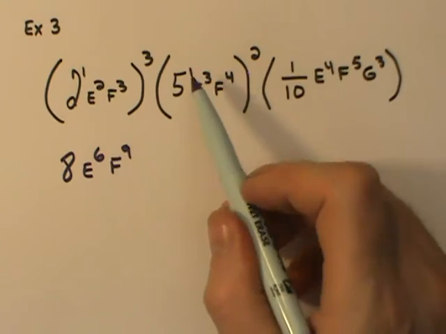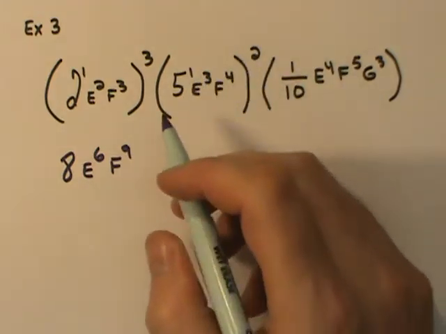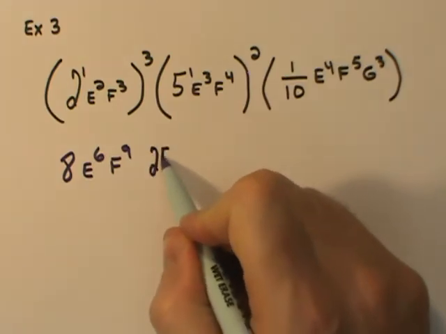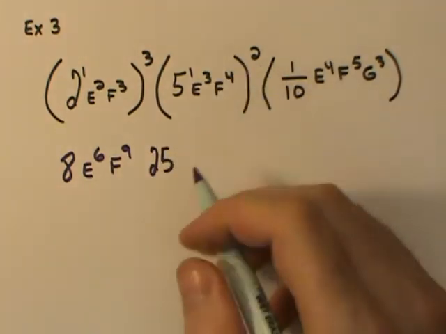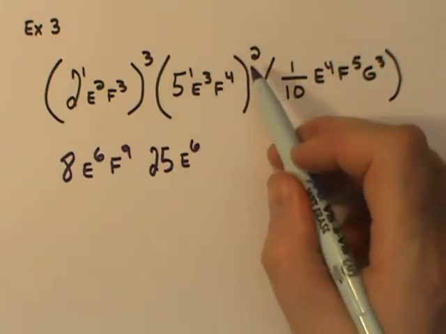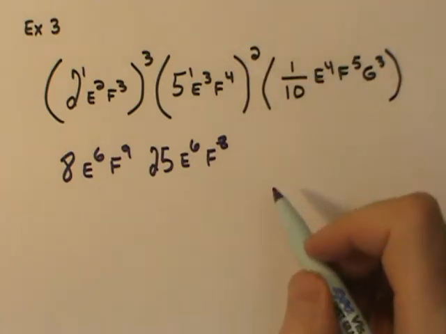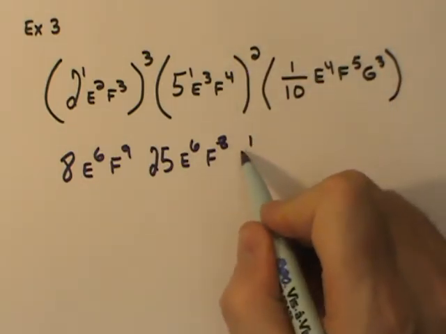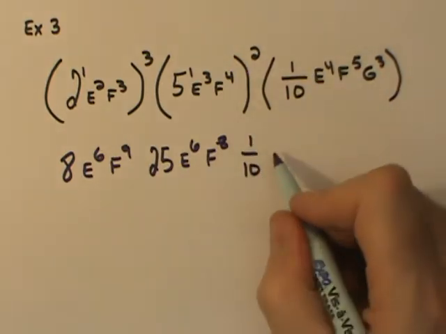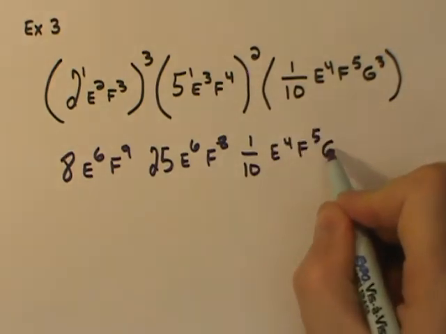F to the 3 times 3, which is f to the 9th, times, now I'll start this one, 5 to the 1 times 2 is 5 squared. 5 squared I happen to know to be 25. E to the 3 times 2 would be e to the 6th. F to the 4 times 2 would be f to the 8th. And then I'm just going to drop the parentheses here and call this 1/10 e to the 4th, f to the 5th, g to the 3rd.